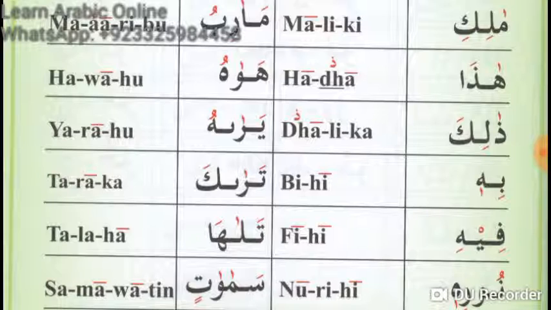Dhal erect fatha, dhal, alif, dha. Dhal fatha, dhal, alif, fatha, dha. It's the same concept as if they were linked. Okay, thank you. Dha. Erect dhal. This is not zal, this is dhal. Erect fatha. Lam kasra, li. Kaf fatha, ka. Dhalika. Okay, dhalika.